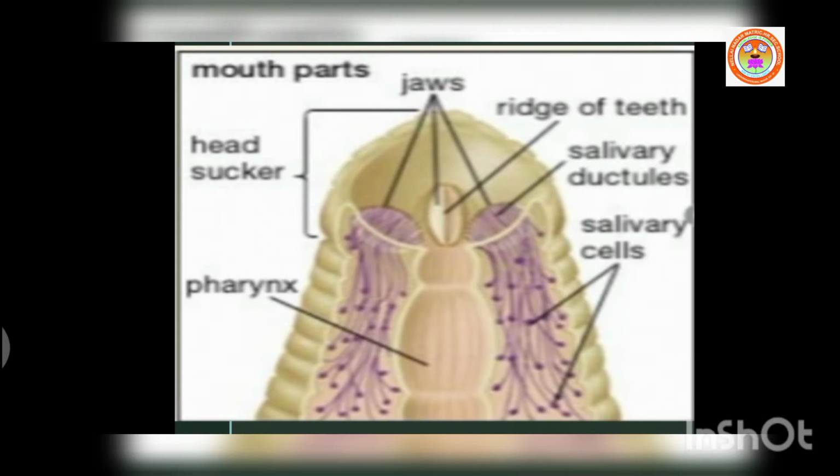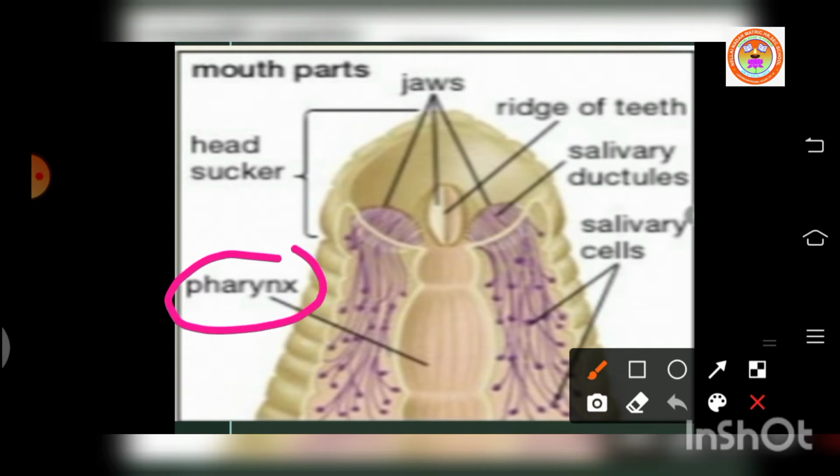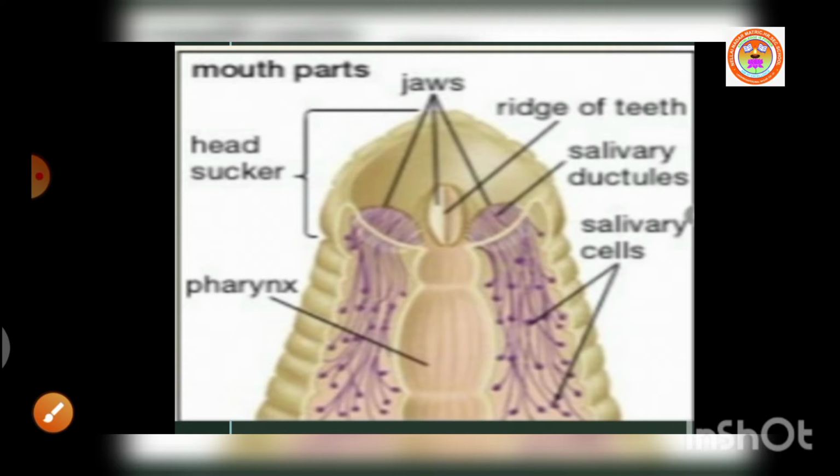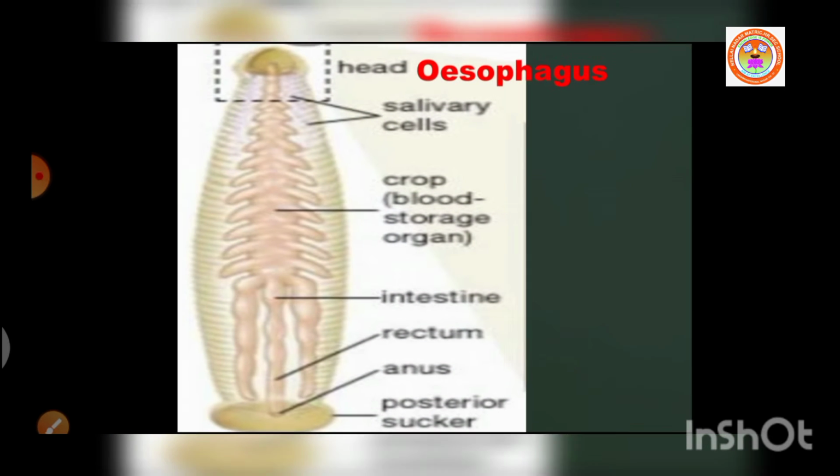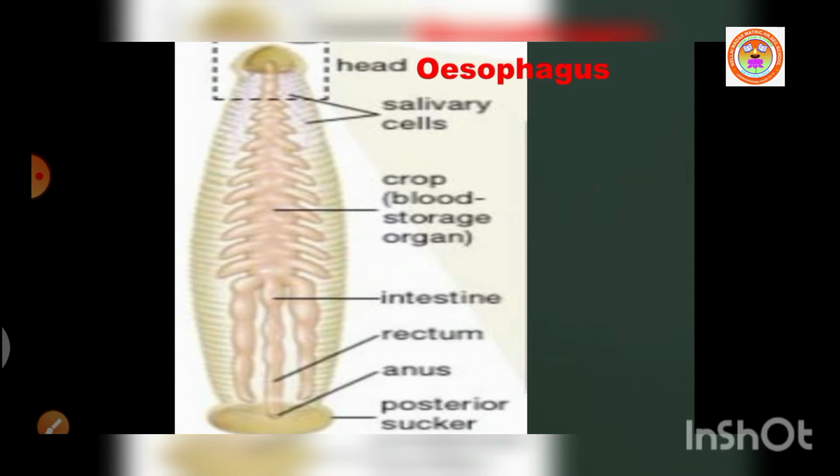The buccal cavity leads into a muscular chamber called the pharynx. It is surrounded by salivary glands. The saliva contains hirudin which prevents the coagulation of blood. Coagulation means clotting. Hirudin prevents the clotting of blood of the host so that leech can suck the blood continuously. The pharynx leads into the crop through a short and narrow esophagus.